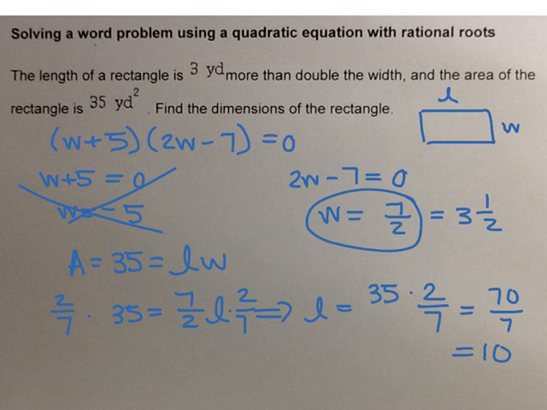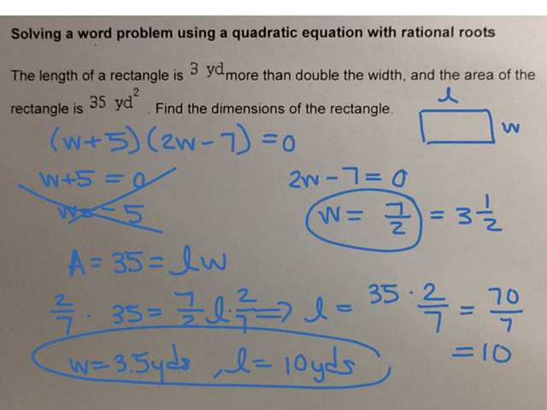So now my answer is, my width equals 3.5 yards, and my length equals 10 yards. And that's my final answer.